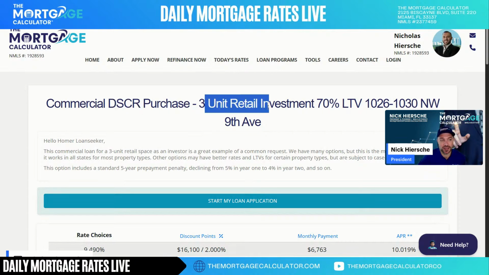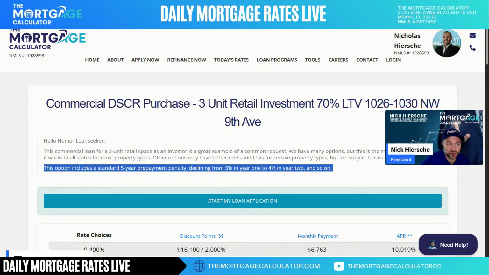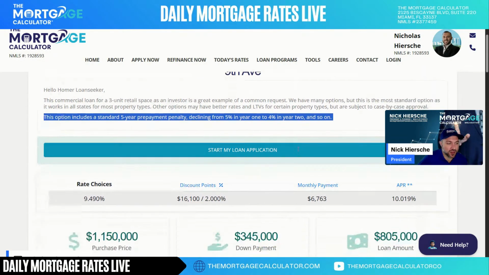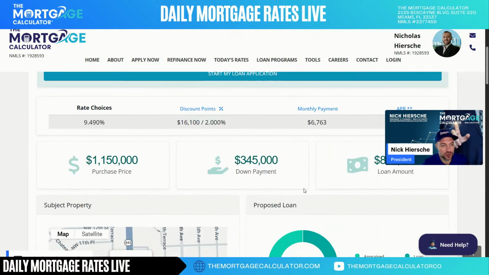So for that exact 3-unit retail investment property, we can go up to 70% loan to value. And again, that's for that exact property. This does have a standard 5-year prepayment penalty, which is declining: 5% year 1, 4% year 2, and so on. That is standard for these commercial options. And some pretty cool rates here, a 9.49 rate, that's with discount points and costs. That allows us down, which is typical for these commercial loan options.